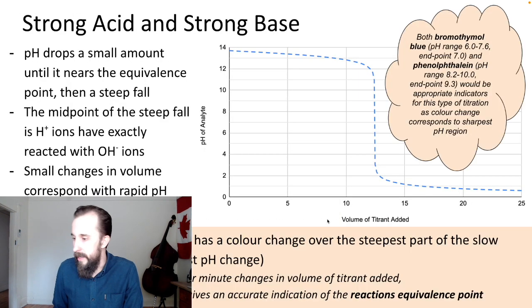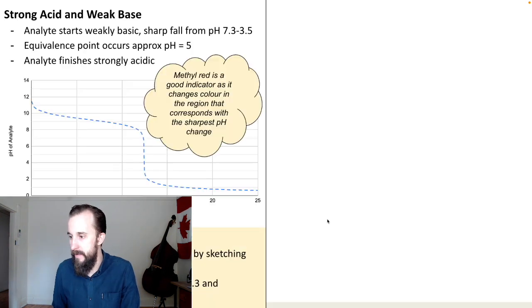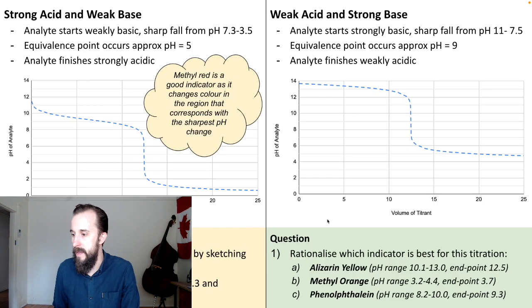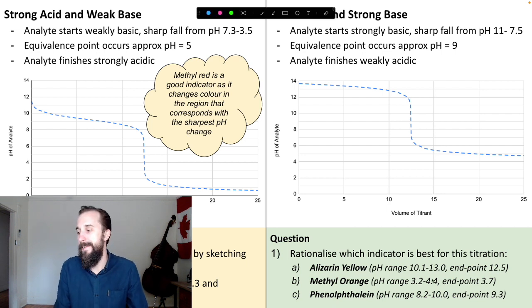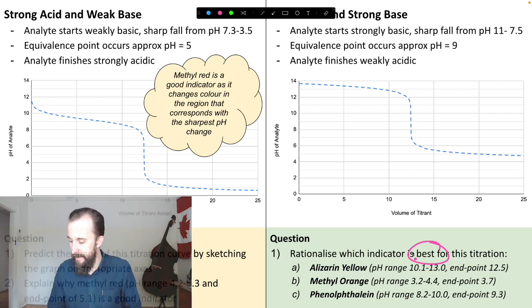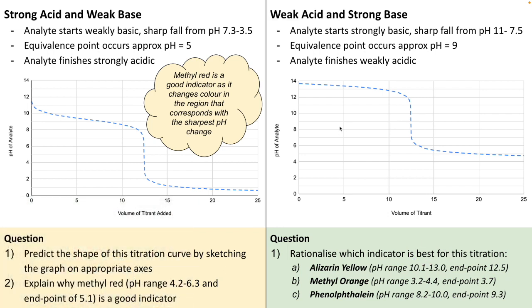So if I were to give you only 3 from that list, what have I given you? I've given you alizarin yellow, methyl orange, and phenolphthalein, and I've given you the appropriate data to use here. Which one of these would be the best? Operative word being best there for this particular titration. Give it a pause.